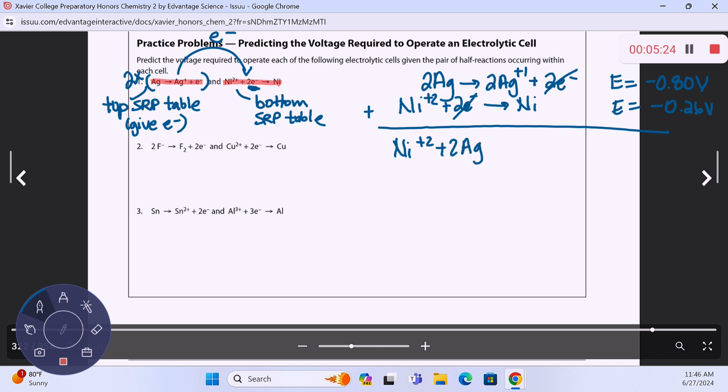This gives you the overall reaction. And the cell comes out to be a negative 1.06 voltage. So the electrochemical cells that we had in the previous section had positive voltages because they were spontaneous. Here they are negative because they are non-spontaneous.